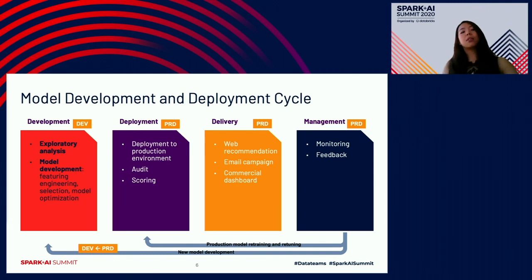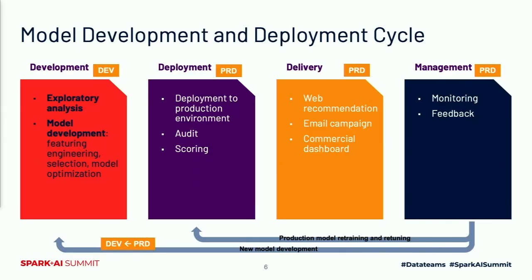As we are focusing on the model development and deployment cycle, let's take a closer look at what each phase involves. So the development phase means exploratory analysis or model development, such as feature engineering, feature selection, model optimization, all these different good stuff. And as data scientists develop their model to a point that we feel it's ready for deployment, we move the model from the development environment into the production environment. This is a process we call deployment.